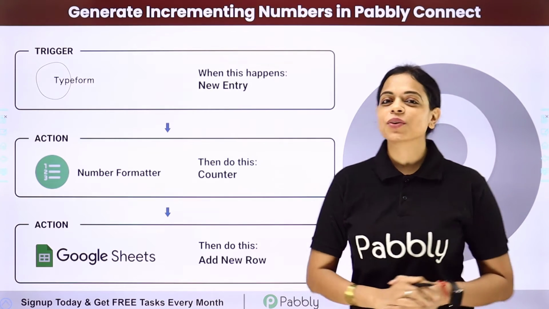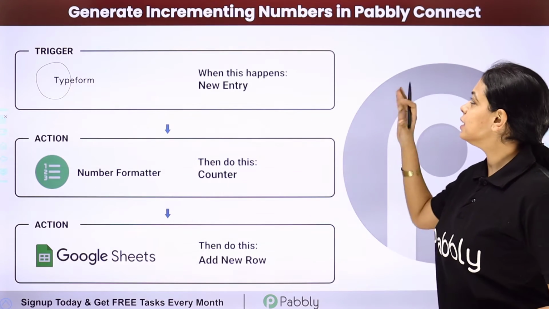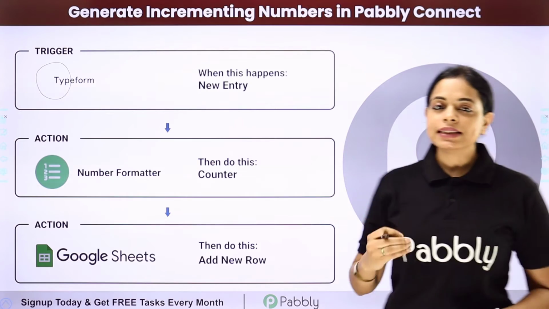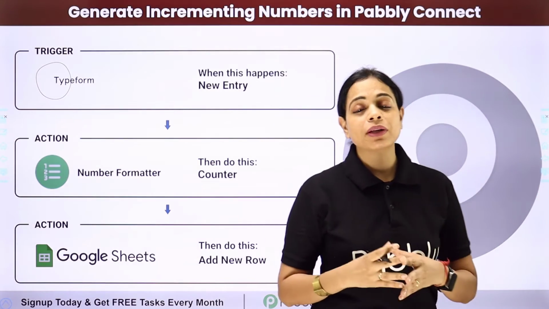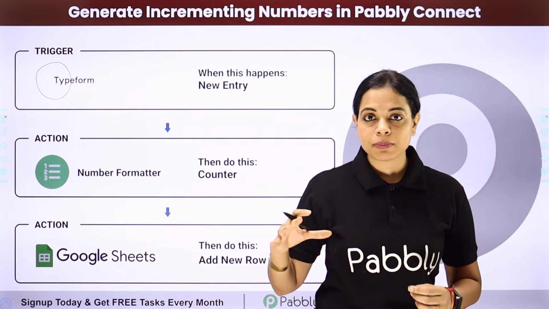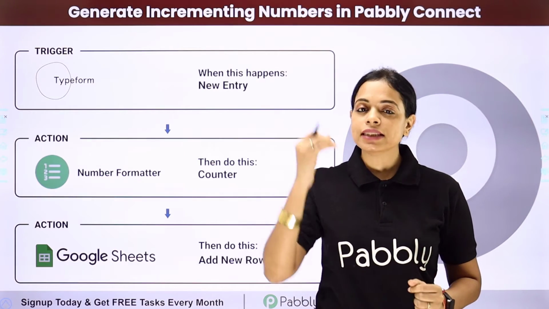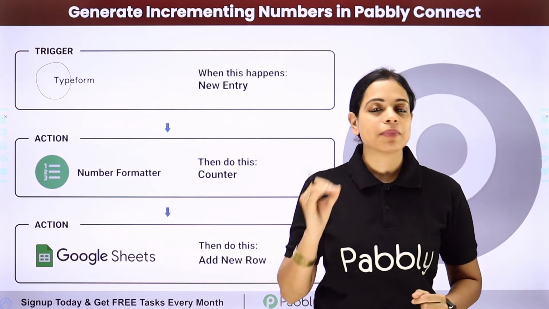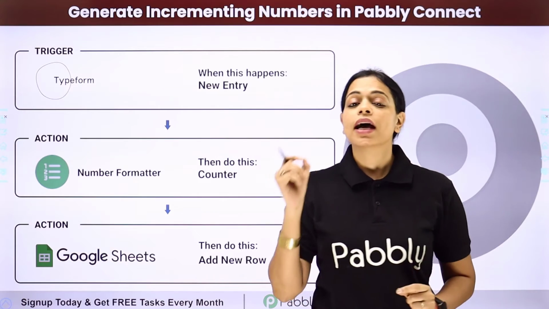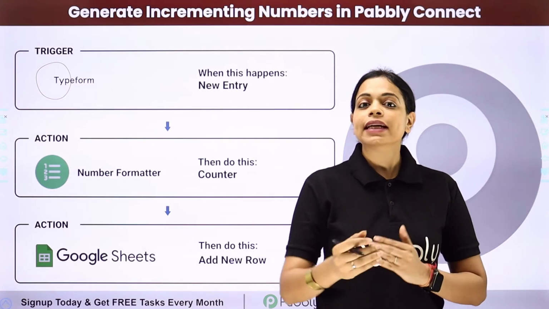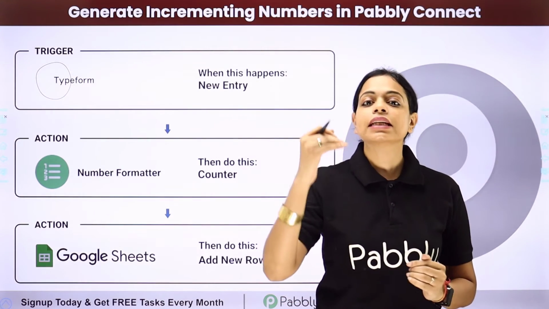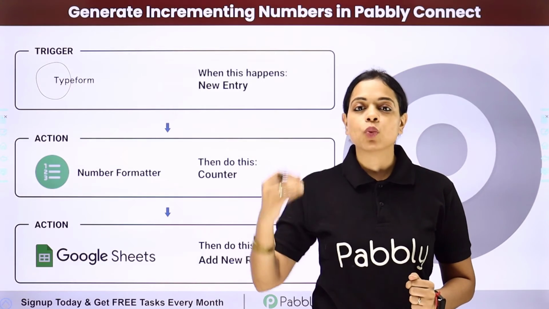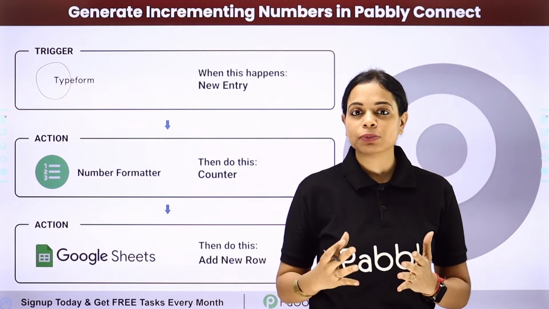In this video, we are going to see how to generate incrementing numbers in Pabbly Connect. So let's say that every time a new employee joins my organization and there is a form submission, I want the details of that employee to be embedded in my spreadsheet along with an employee code. And I want that every time a new detail is added, the code should be incremented by one value each. How can it be done?